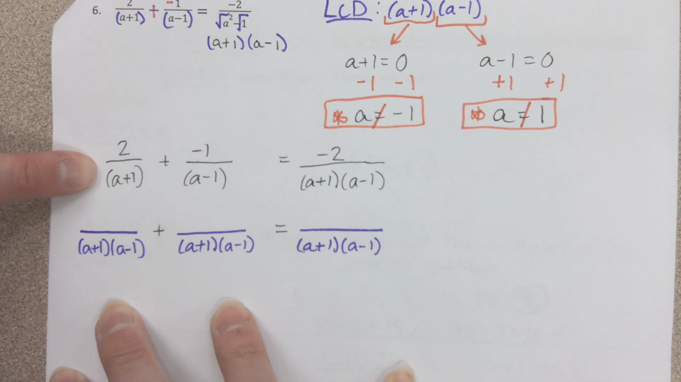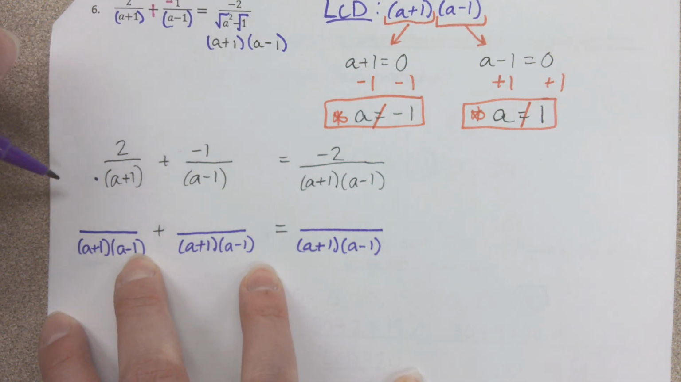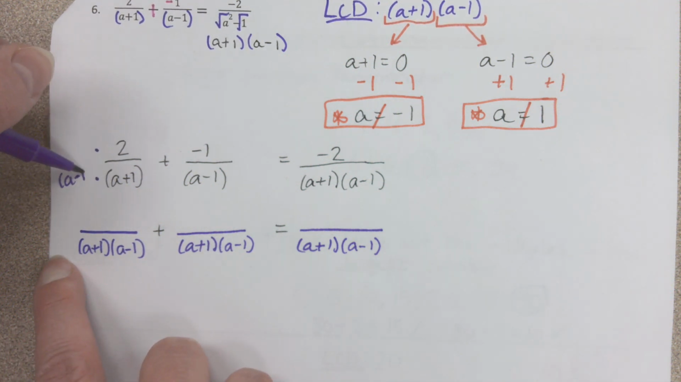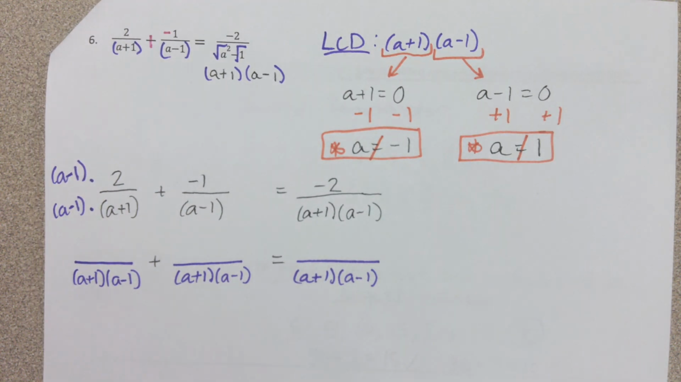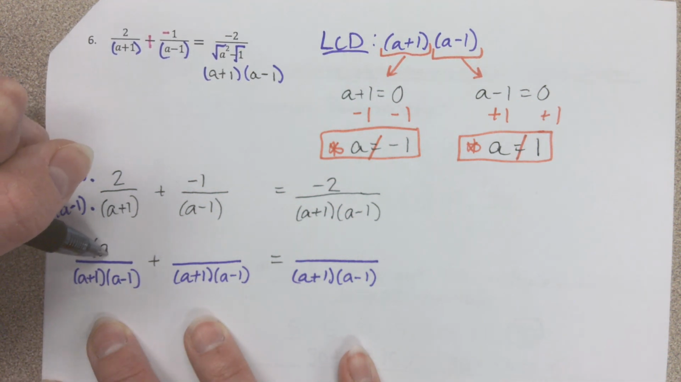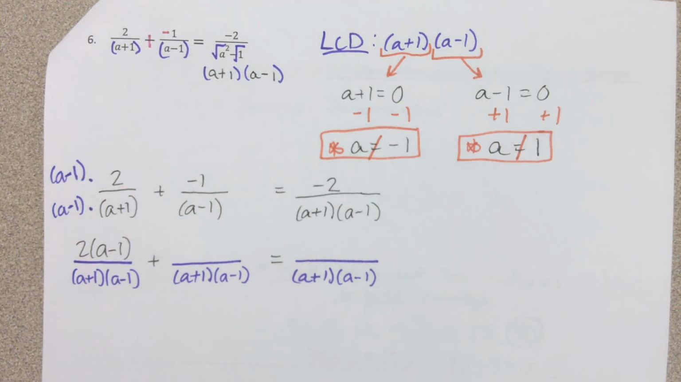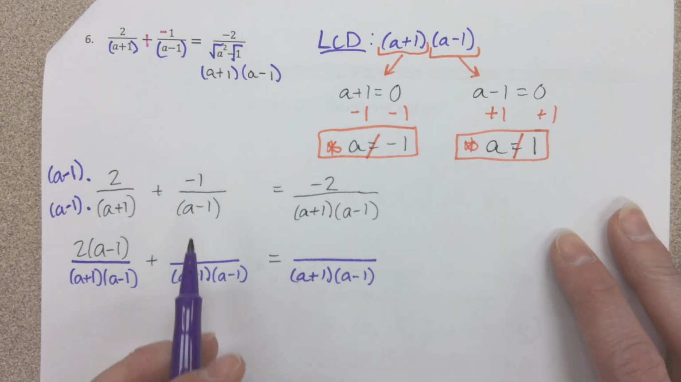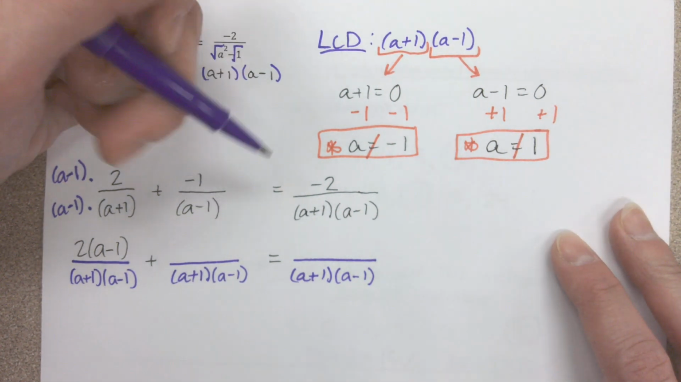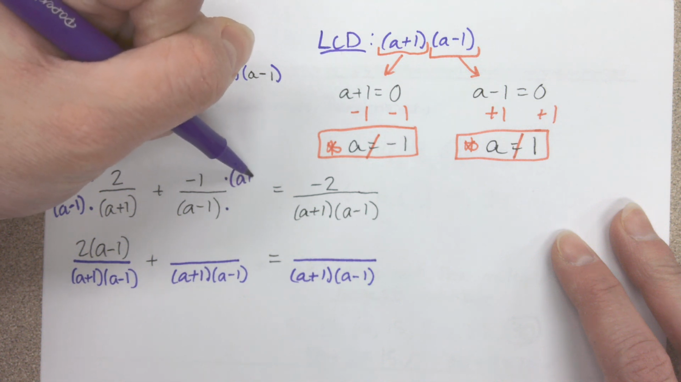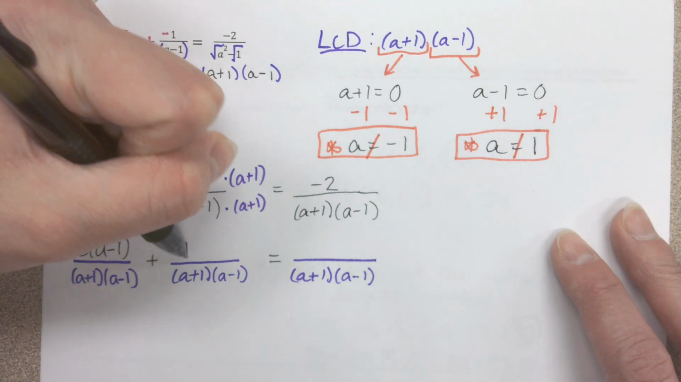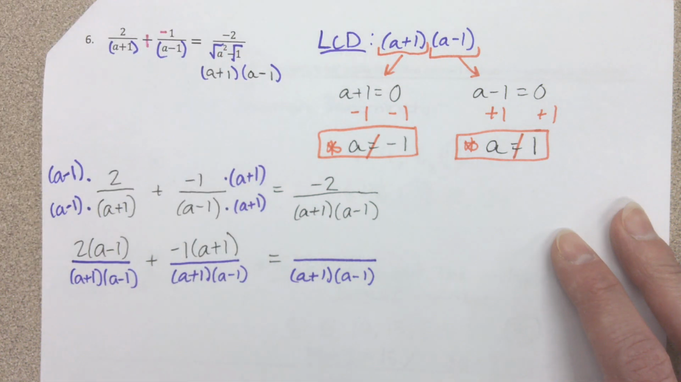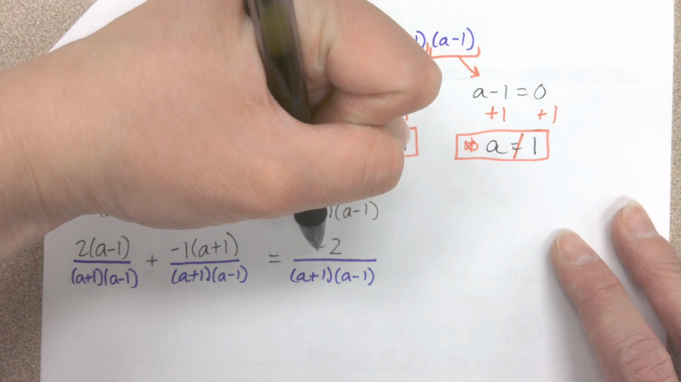First fraction has A plus 1. It needs A minus 1. So multiply top and bottom by A minus 1. Putting that together on top, I'll have 2 times A minus 1. Second fraction has A minus 1. It needs A plus 1. So multiply top and bottom by A plus 1. That gives me negative 1 times A plus 1. The last fraction is already good. Don't need to change anything, so bring down the negative 2.